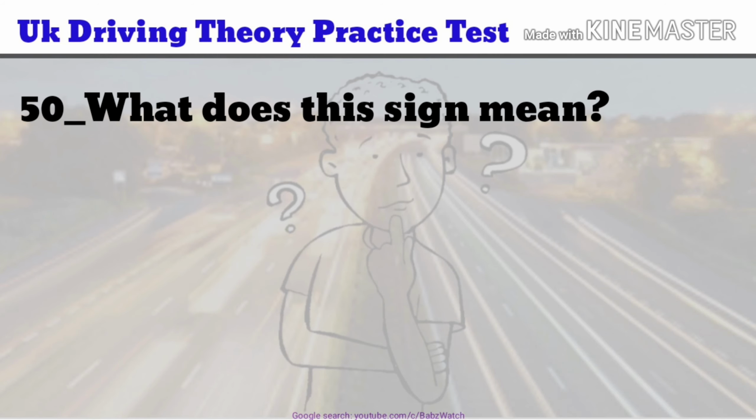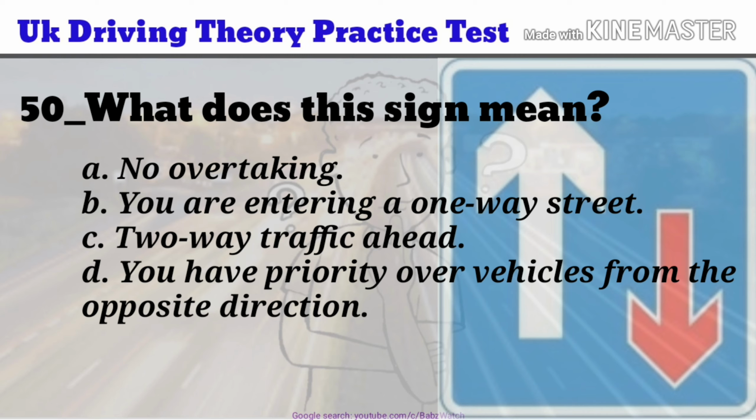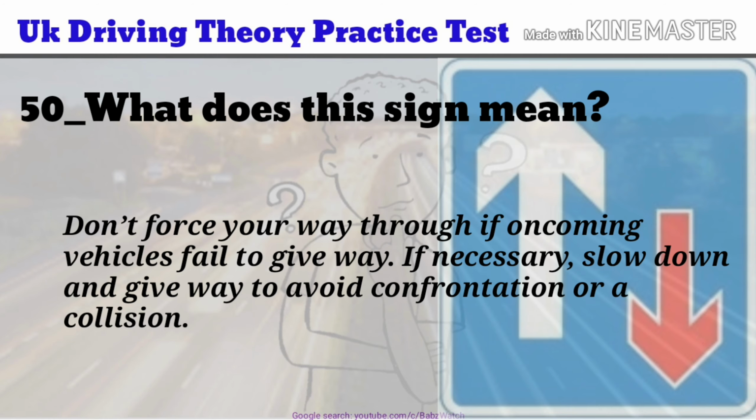UK driving theory practice test question 50 of 50. What does this sign mean? A. No overtaking. B. You are entering a one-way street. C. Two-way traffic ahead. D. You have priority over vehicles from the opposite direction. The correct answer is D. You have priority over vehicles from the opposite direction. Don't force your way through if oncoming vehicles fail to give way. If necessary, slow down and give way to avoid confrontation or a collision.